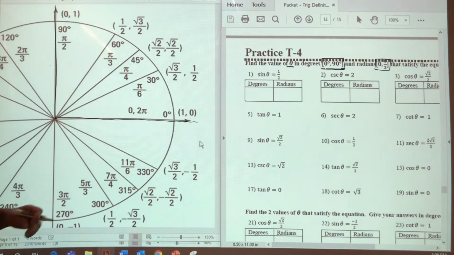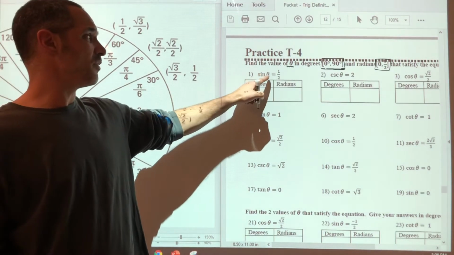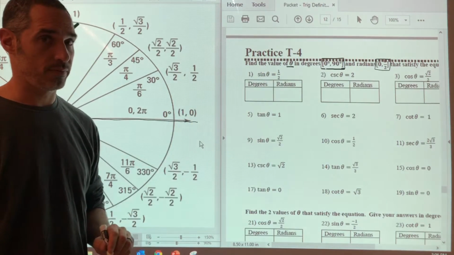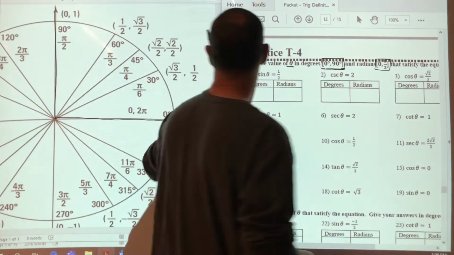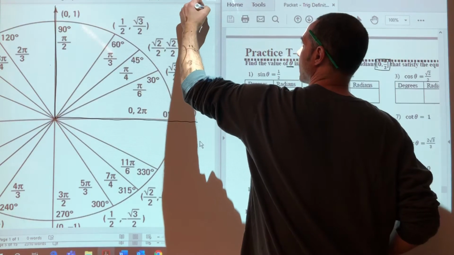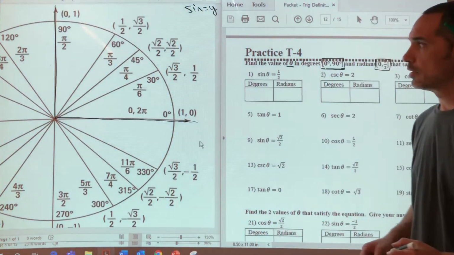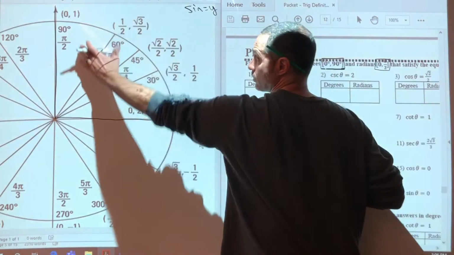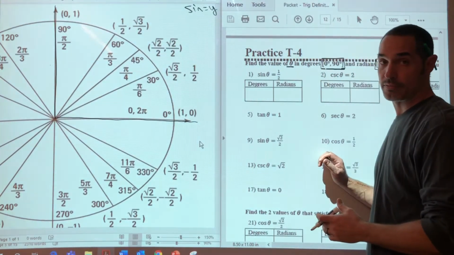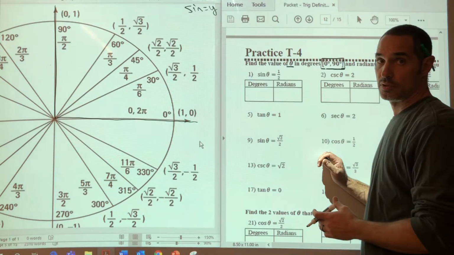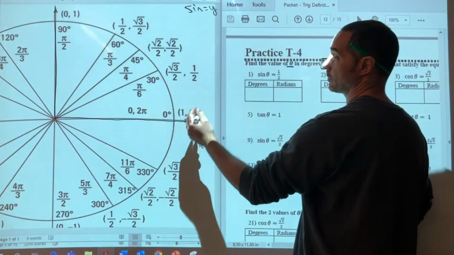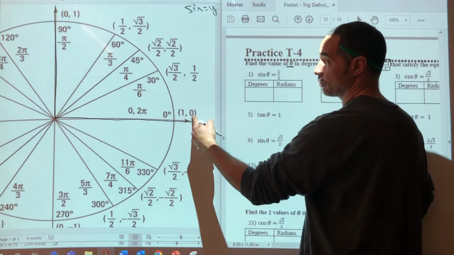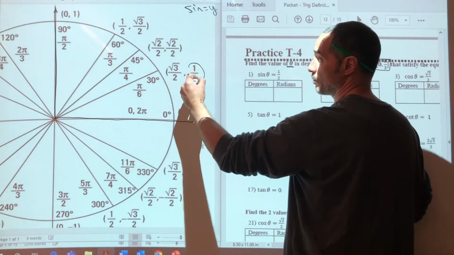So this question is saying the sine of theta is equal to 1/2. So remember, sine is equal to y. So I need to find the point in quadrant 1 that has a value of 1/2. So the point that has a value of 1/2 for y, this is y equals 0, that's y equals 1/2. So that must be it.